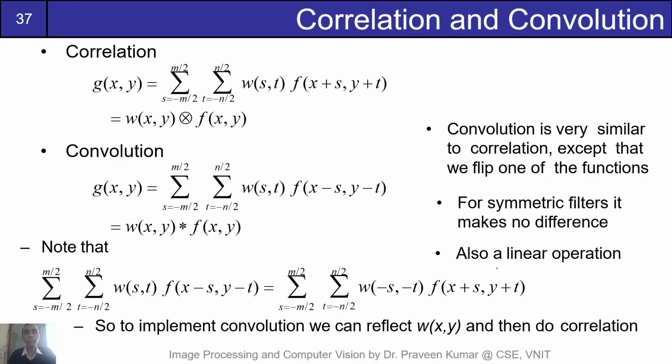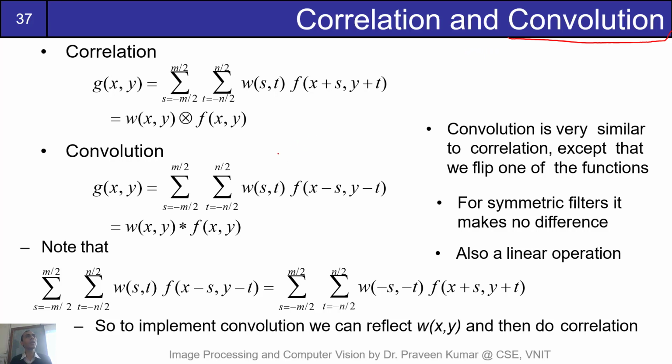Okay, so let us move forward. Till now the operation that we have talked about was just correlation. There is a similar operation which is called convolution. In fact, in image processing literature, convolution is the term which is used for most of these operations.